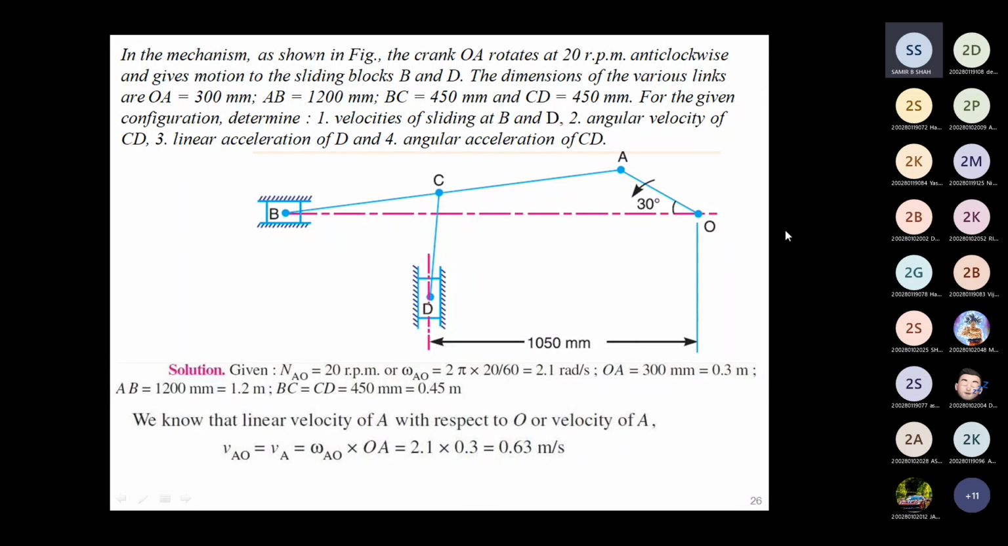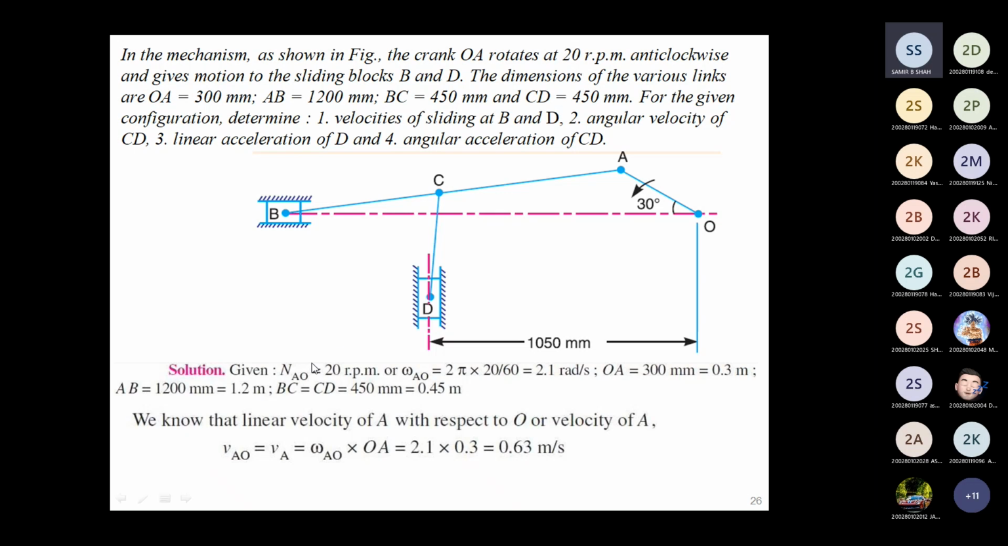Let's start. What we have to find: velocity of the sliders at B and D, already defined. Angular velocities were already completed in the previous lecture. Then linear acceleration of D, linear acceleration of B, and angular acceleration of CD. This is the example that you have as term work, with velocity and acceleration diagram.